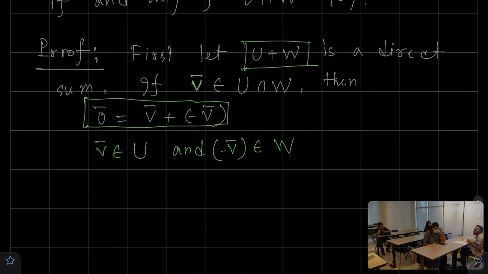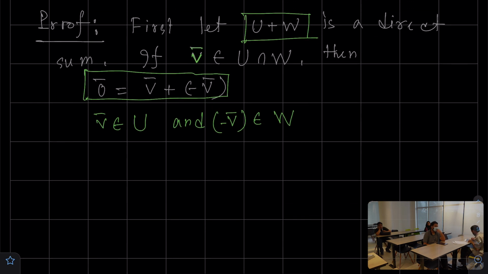So what Sir is saying is, by the unique representation of 0 as a sum of a vector in U and a vector in W, we have V equal to 0. It has to be V equal to 0, otherwise it is not a direct sum, right? So this contradiction proves that a non-trivial vector V in U intersection W is not possible.